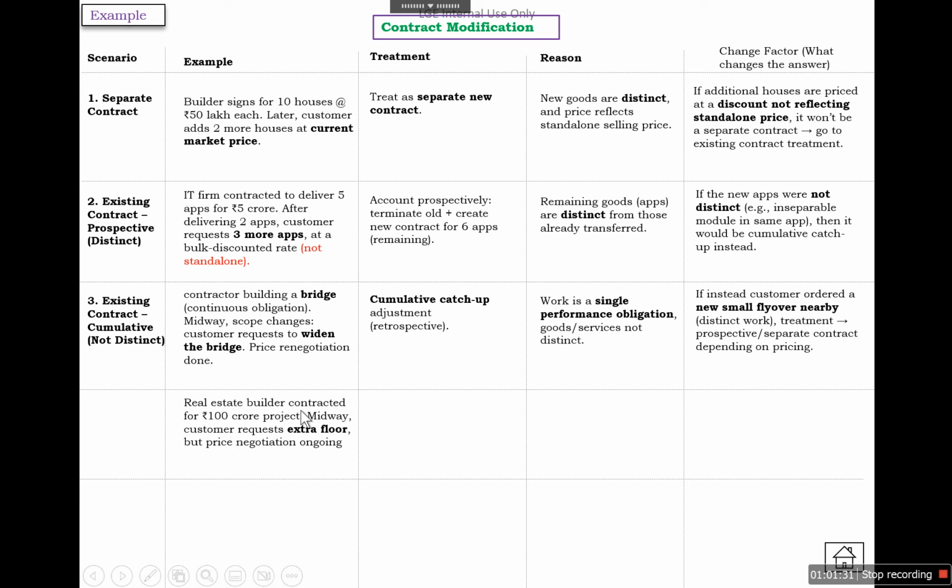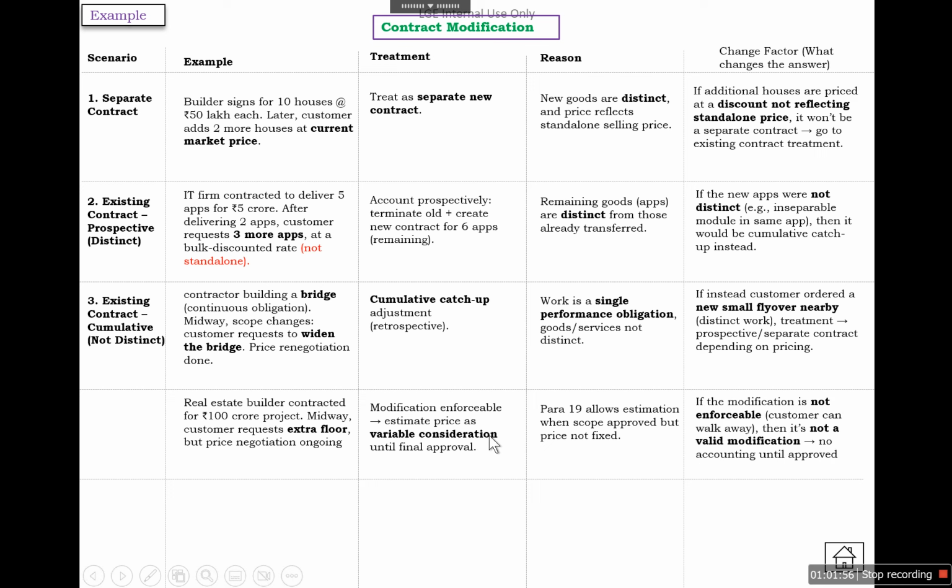Next is a real estate builder contracted for a 100 crore project. Midway the customer requests an extra floor, but price negotiation is going on. So in this case, the modification is enforceable, and we estimate the price as a variable consideration until final approval, and para 19 allows estimation, but prices are not fixed. But the modification can be done.